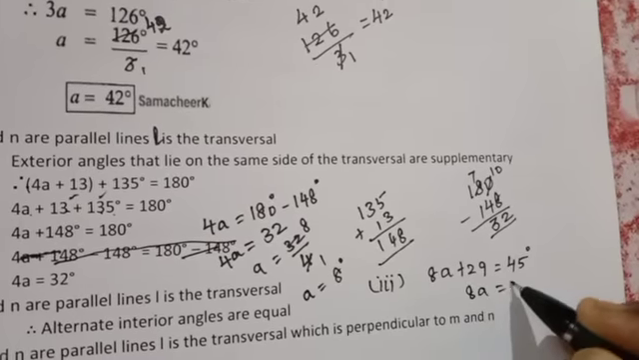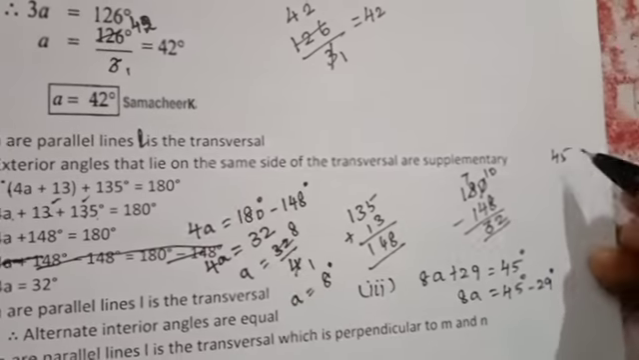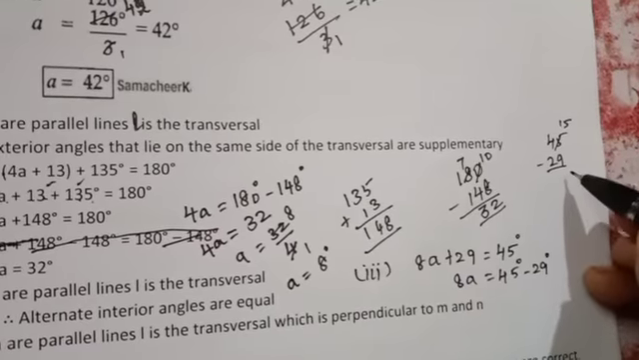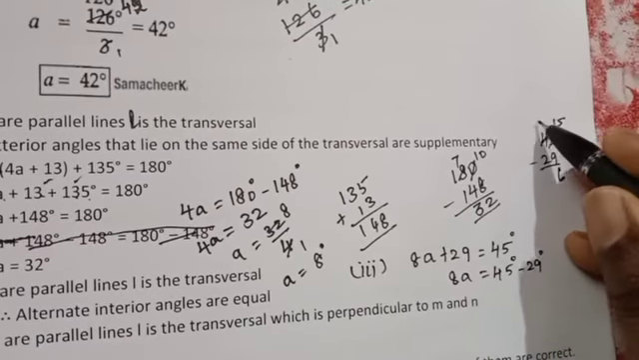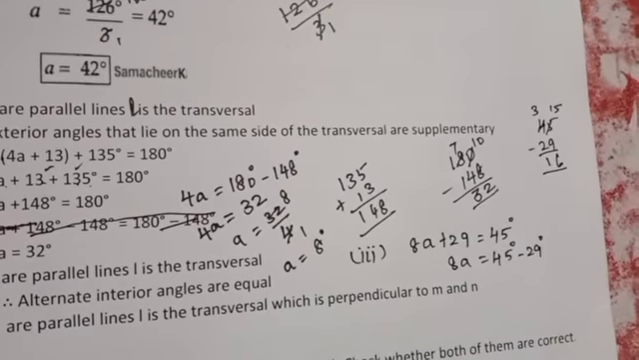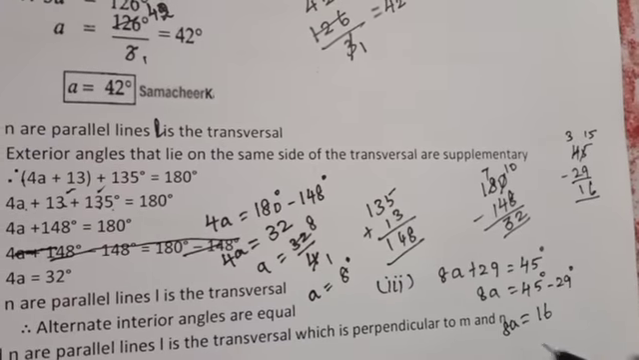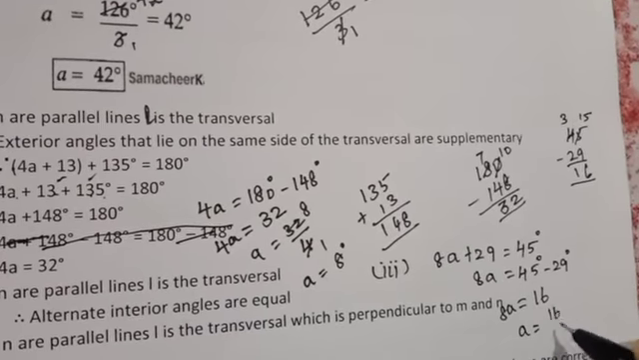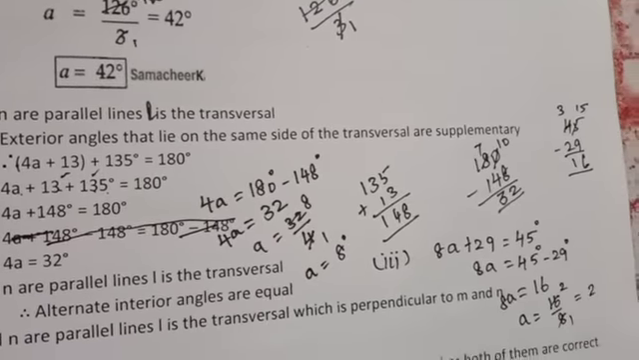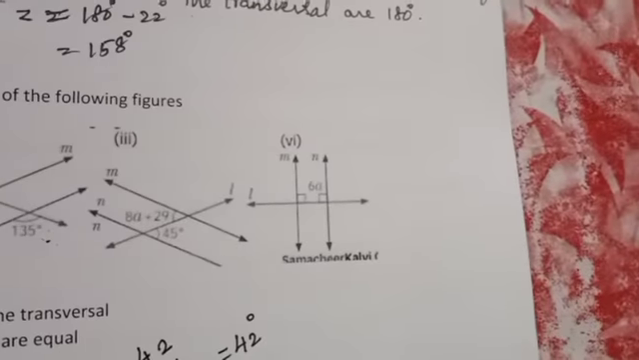8A is equal to 45 degree minus 29 degree. 45 minus 29, you have to subtract. It is 15. 15 minus 9 is what? 6. It is 3. 3 minus 2, 1. Okay, 45 minus 29 is 16. 8A is equal to 16. A is equal to 16 by 8. 1 8 is 8. 2 8s are 16. A is equal to 2. Okay, students. Then the last one.